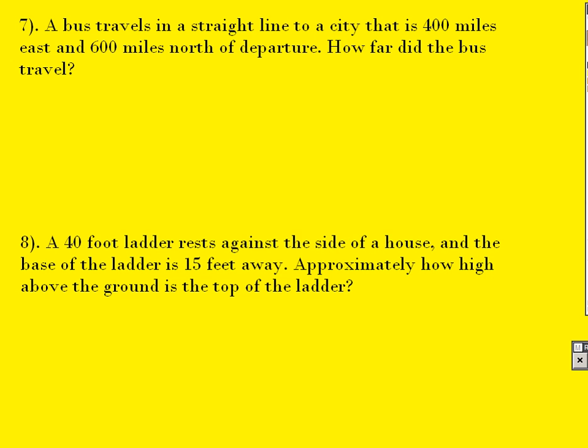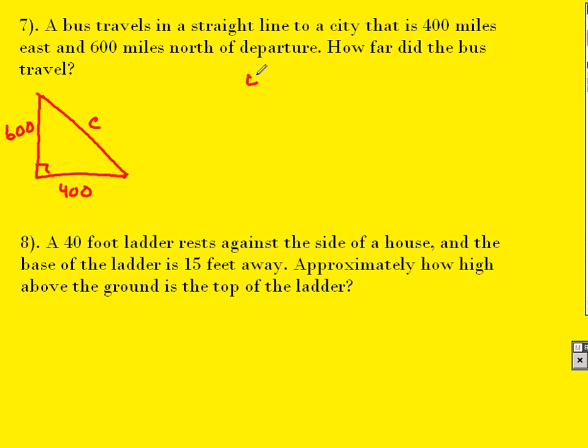Alright, word problems. All you need to do, try to draw the triangle the best you can. So, we're going in a straight line to somewhere, so if you're starting down here, city, one way east, one way north, complete your triangle. You went 400 miles in one direction, 600 in the other direction. This is what I need to find, the straight line, the hypotenuse here.